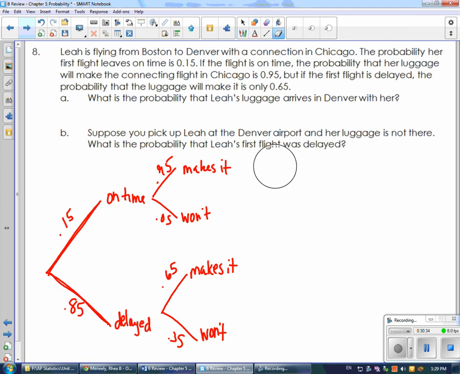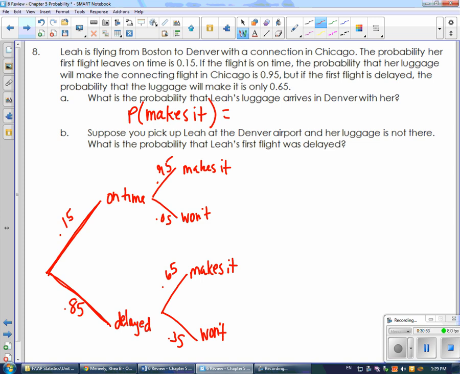Actually, let me put this in part A. We want to know the probability that Leah's luggage arrives in Denver with her. So the probability that it makes it. There's two ways for this to happen. The flight is on time and the luggage makes it, or the flight is delayed and the luggage makes it.